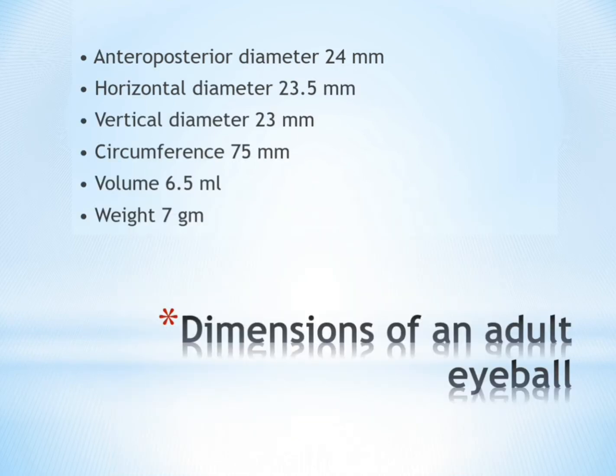So dimensions of an adult eyeball. Anterior-posterior diameter is 24 mm, horizontal diameter is 23.5 mm, vertical diameter is 23 mm, circumference is 75 mm, volume is 6.5 ml, and weight is 7 grams.